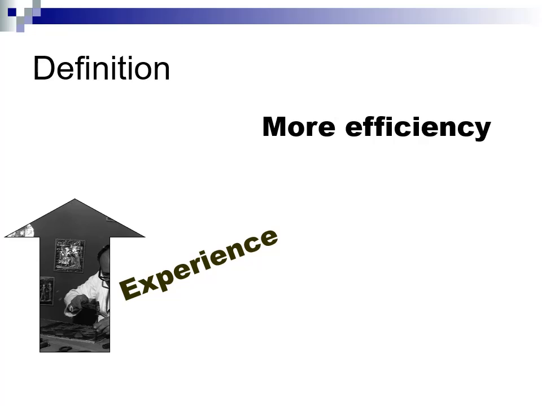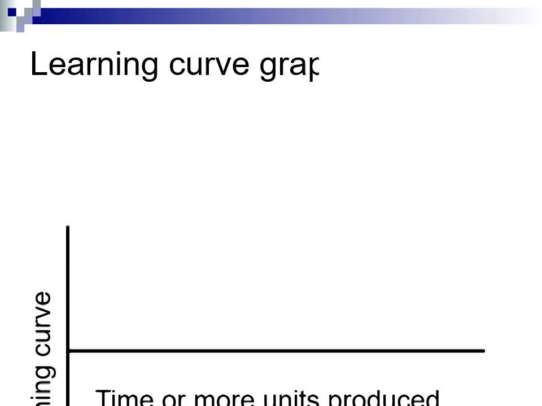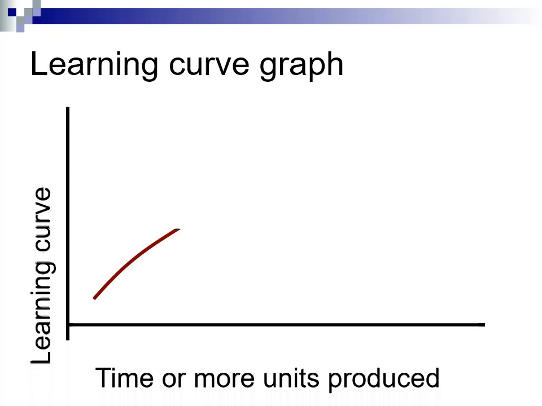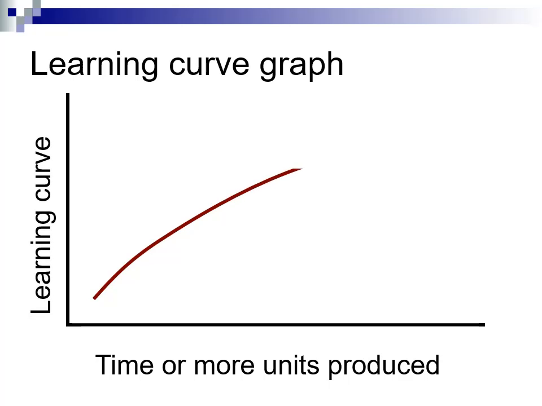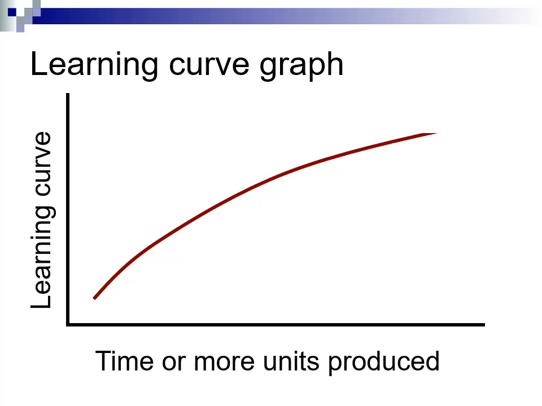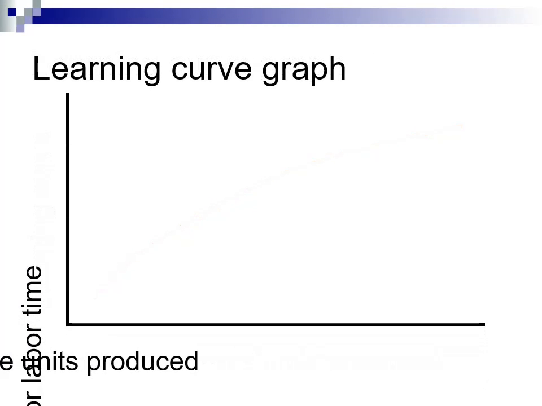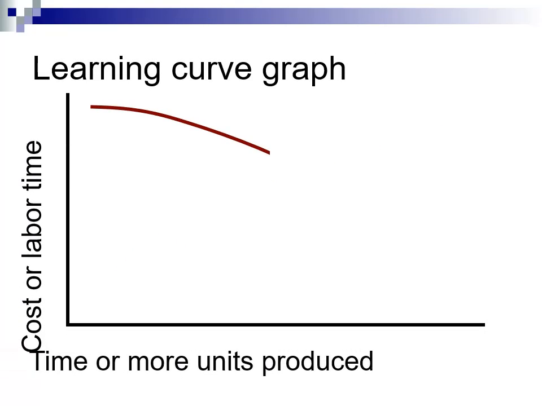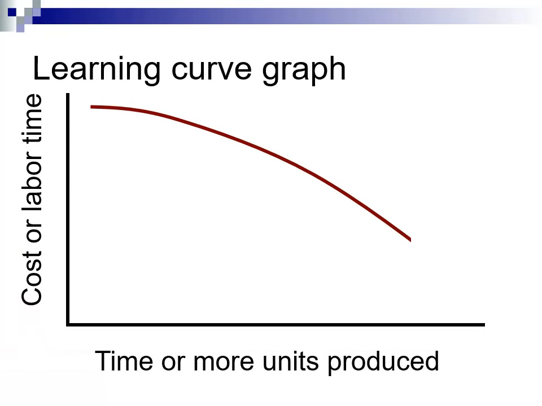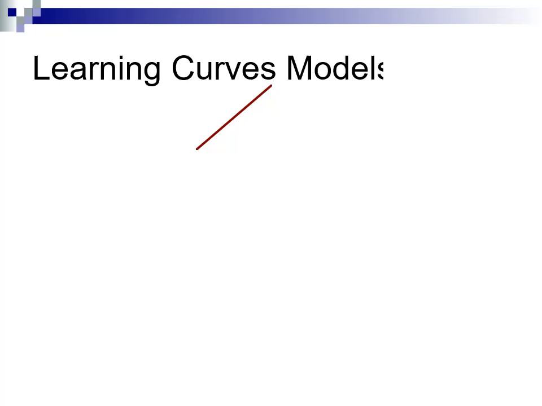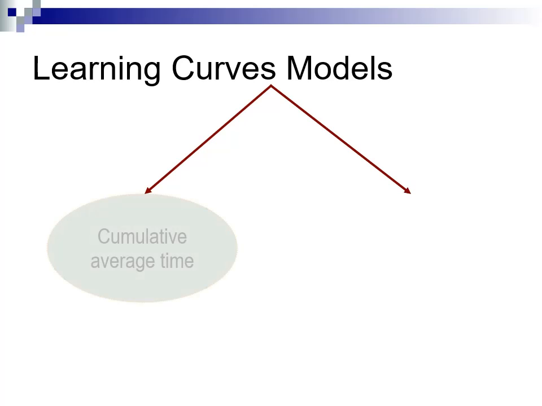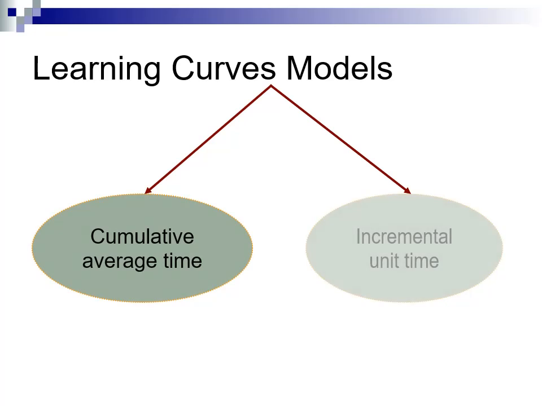number of units. The concept of the learning curve relies on a principle that the more units produced, the more learning curve or the more expertise achieved. Hence, with more production, the cost or at least the labor time spent on a specific task is reduced. There are two learning curve models: cumulative average time learning model and incremental unit time learning model.